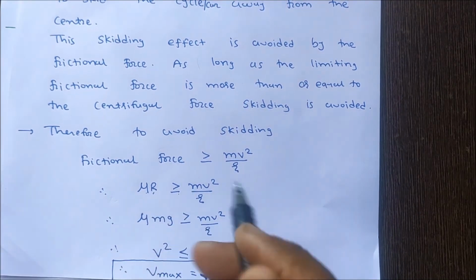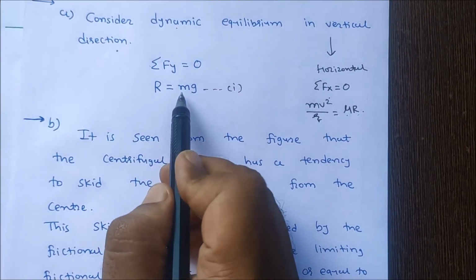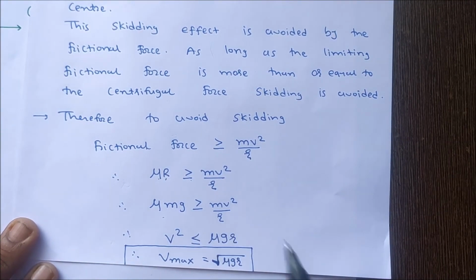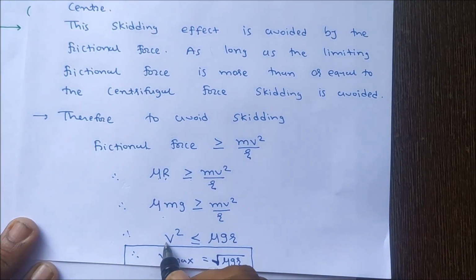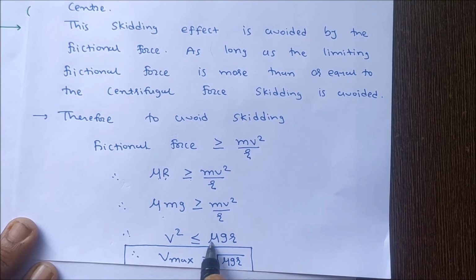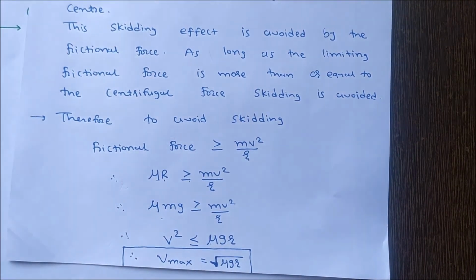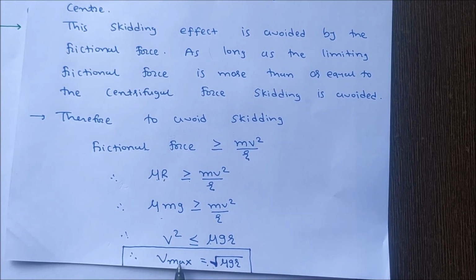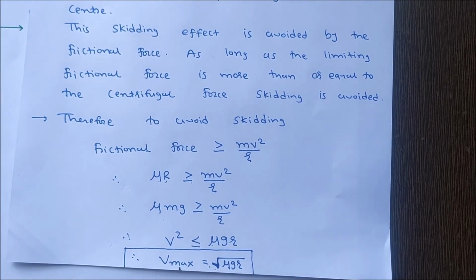So instead of R, we can write R is equal to mg. So mu mg is greater than or equal to mv squared by r. That means v squared is less than or equal to mu g r. So for maximum speed, v maximum is equal to the square root of mu g r. So that is the maximum speed of circular motion of the car possible.